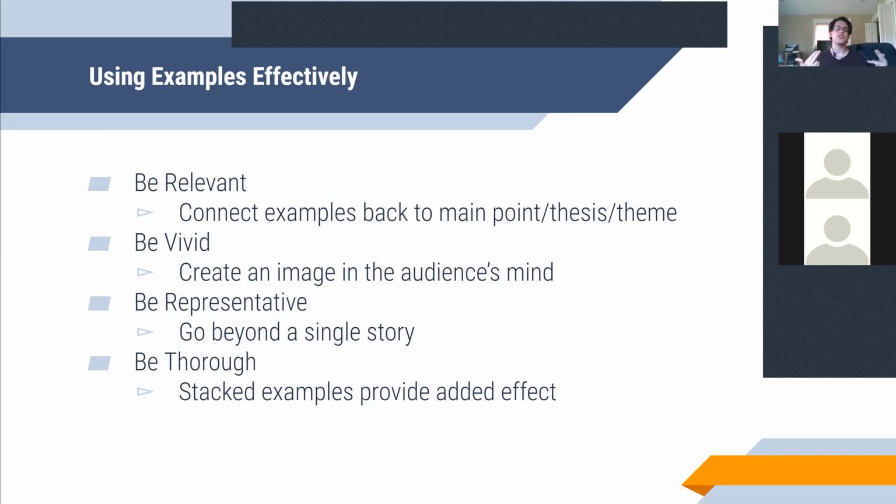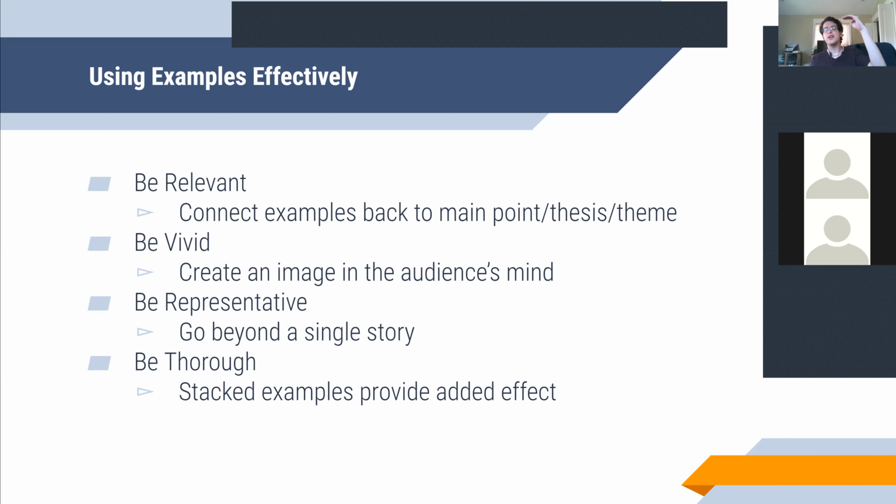So you want to try to go beyond that single story. You want to try and present the testimonies of as many different perspectives as possible. The more people you can include in your speech, the more well-rounded a perspective you can provide on that specific culture. And that ties in to the last guideline, which is to be thorough.